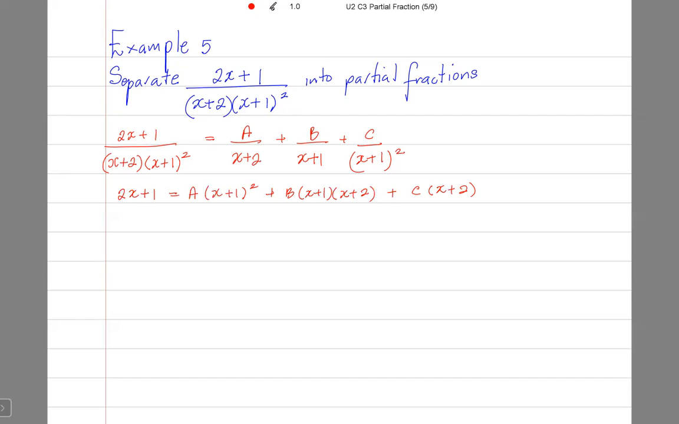Let's get rid of B and C by saying when x is equal to minus 2. I'm going to have 2. Excuse me, sir. Go ahead. Sir, shouldn't C be over x plus 1 squared? Yes, it should be x plus 1 squared.